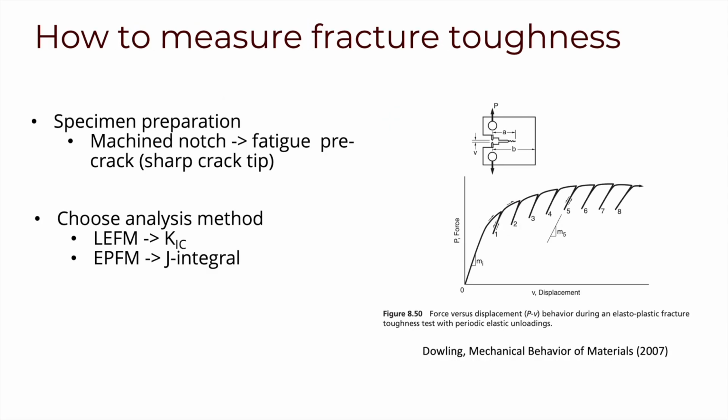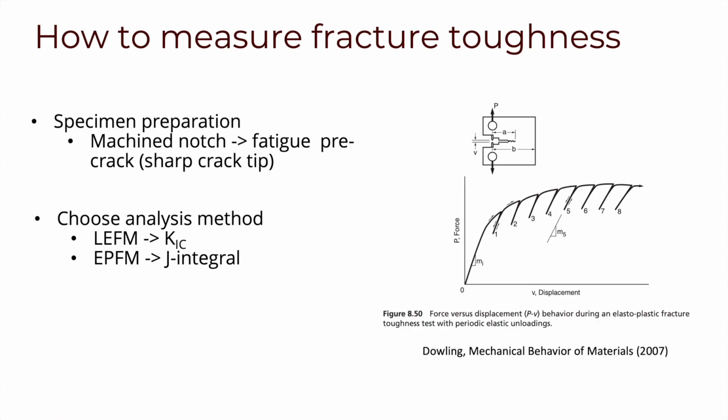Let's now look at how fracture toughness is measured in practice. We start by preparing the specimen. A notch is first machined, and then a fatigue pre-crack is introduced to create a sharp crack tip. This is important because fracture mechanics assumes a sharp crack.